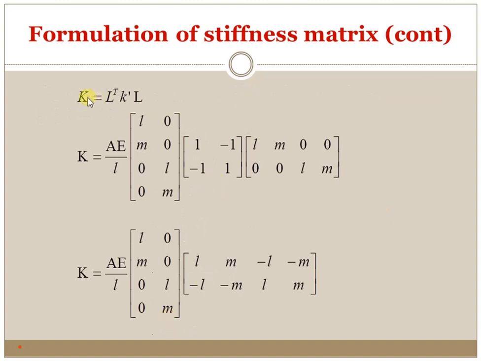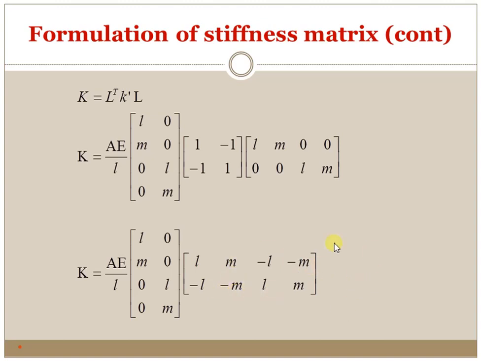Now K dash is known, you can write A E by L, [1 -1; -1 1]. Now L is also known from the previous slides, that is [L M 0 0; 0 0 L M]. If you want to write the transpose matrix, 2 rows and 4 columns gets converted into 2 columns and 4 rows. So we can rewrite L transpose here. After multiplying, you can give the names A, B and C. If you are multiplying B into C, you will get here L M, minus L M, minus L, minus M, L M.